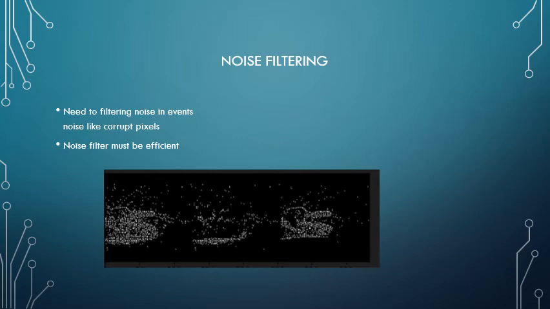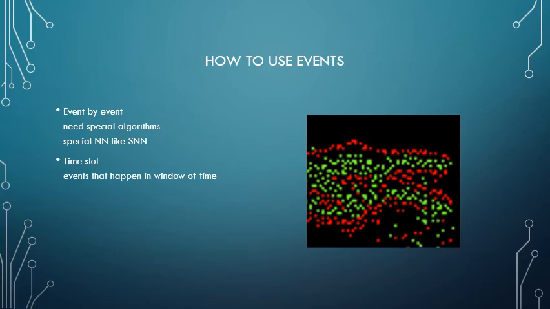Before we describe the noise filter, first we need to familiarize ourselves with how event data can be processed. There are two main approaches: event by event, which makes use of a special algorithm and spiking neural networks. Another way is using time slots. We can collect events in, for example, 10 milliseconds and then process those events as a group. We use this method since we use frame-based data and we ensure that data was collected in a 30 millisecond window. If we use a higher frame rate, we could change this time slot.